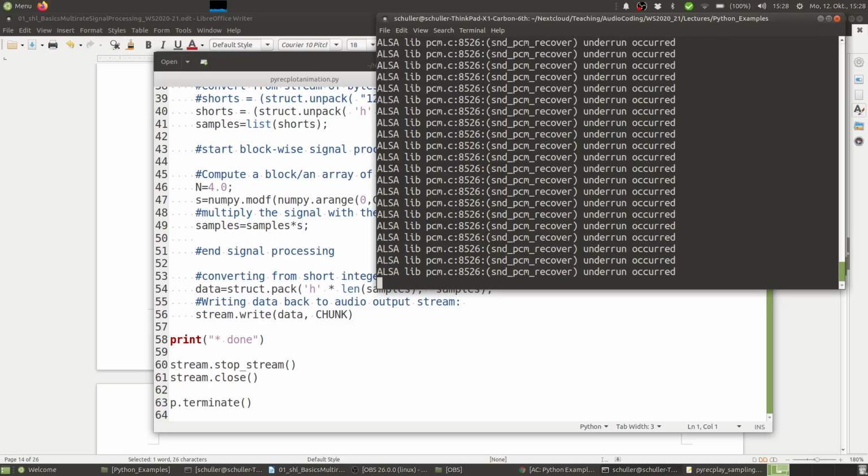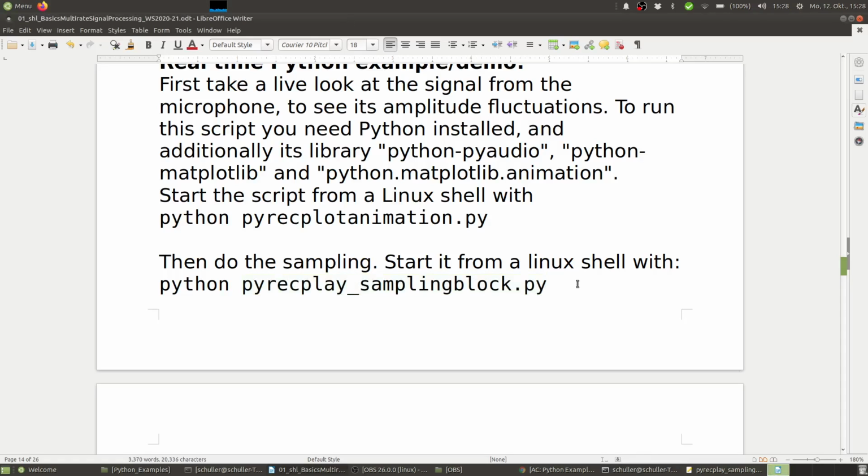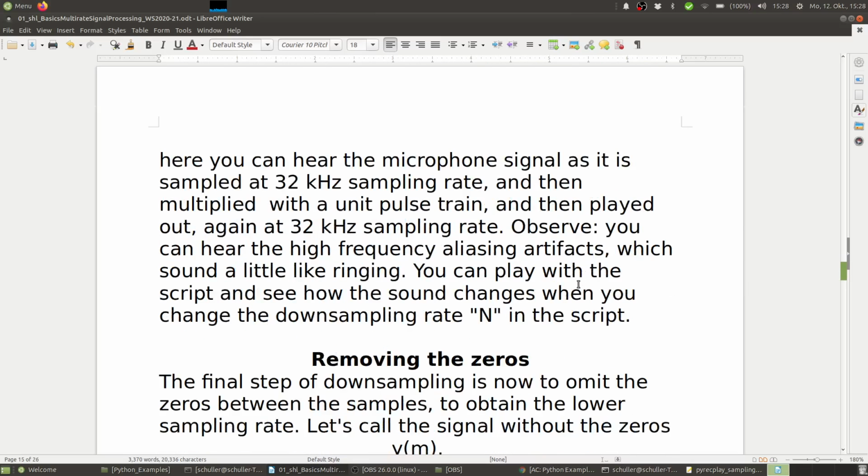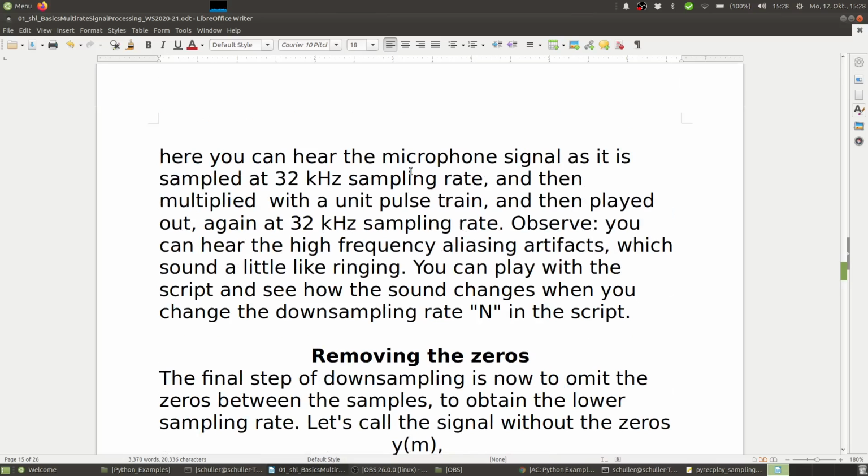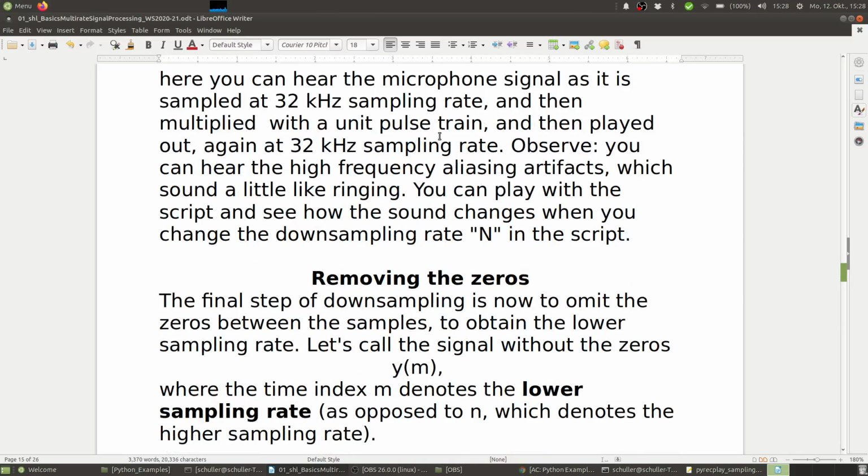So you can hear the spectral copies of those chirpy sounds. So it sounded really chirpy, right? And that's basically those spectral copies which appear at higher frequencies. So that's not good. They're really obvious. So here you can hear the microphone signal as it is sampled at 32 kHz sampling rate and then multiplied with a unit pulse train and then played out again at 32 kHz sampling rate. So you can hear the high frequency aliasing artifacts which sound a little bit like ringing, right?